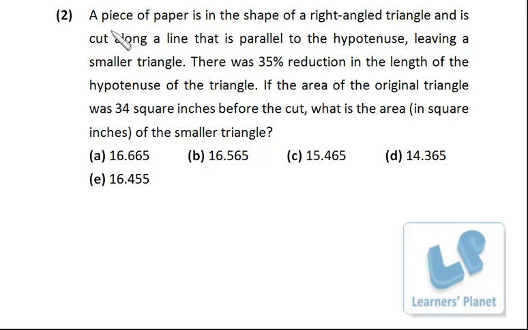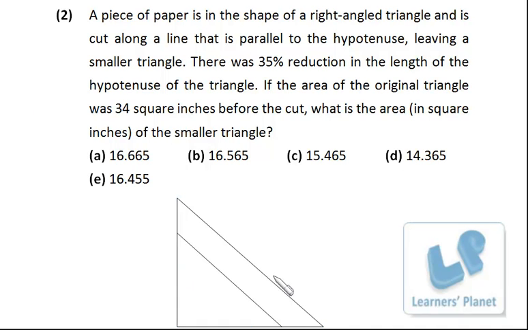Now this question: a piece of paper is in the shape of a right angle triangle, and it is cut along a line that is parallel to the hypotenuse, leaving a smaller triangle. There was a 35% reduction in the length of the hypotenuse of the triangle. If the area of the original triangle was 34 square inches before the cut, what is the area of the smaller triangle? That's pretty simple, an interesting problem. I draw the initial structure first, that is this one, right? After a cut maybe something like this.